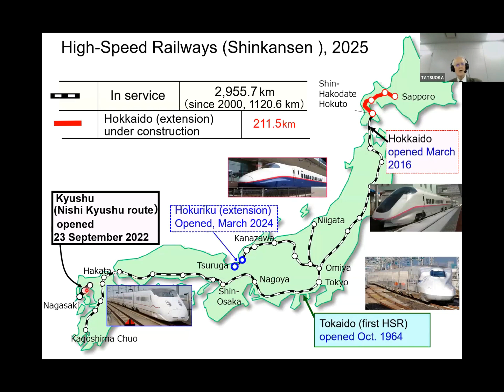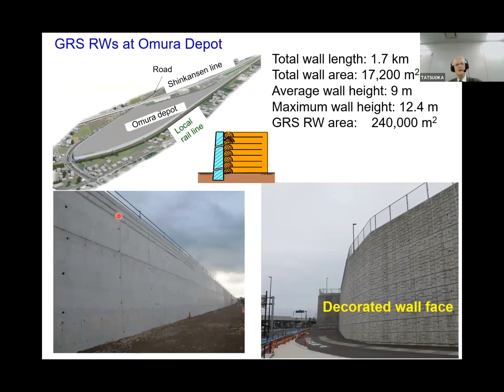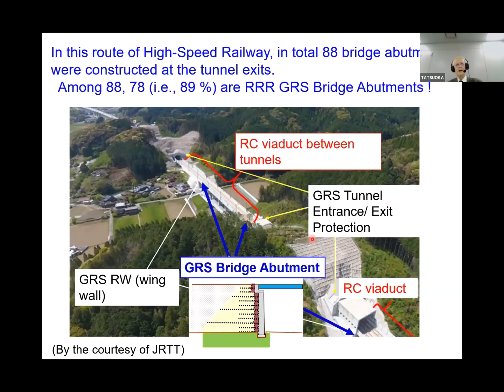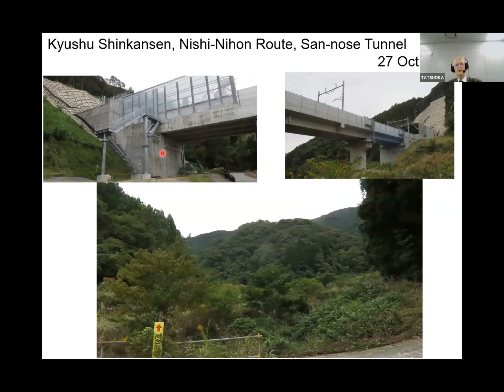This is the Kyushu side. This line opened in September 2022. Here is a GRS retaining wall at the Omura Depot. The highest wall is 12.4 meters. In this route of high-speed railway, in total, 88 bridge abutments were constructed at the tunnel exits, right here and here and here. Among the 88 bridge abutments, 78, that is 89%, are GRS bridge abutments. This is a GRS bridge abutment, and here is an RC viaduct between tunnels. Here, this is one site with a GRS bridge abutment, and the other one is the other site.